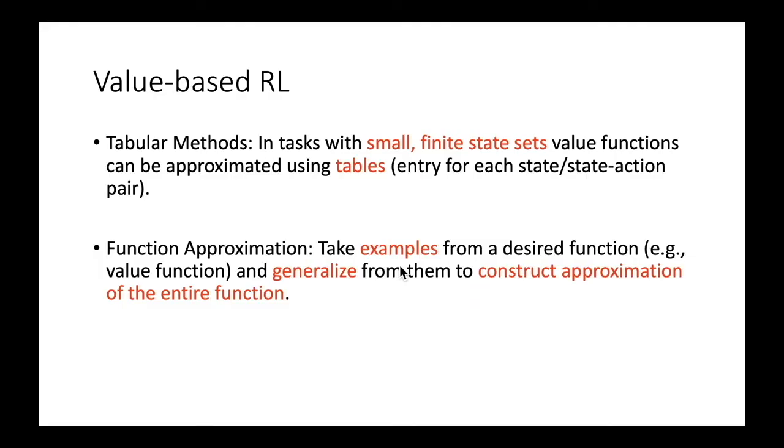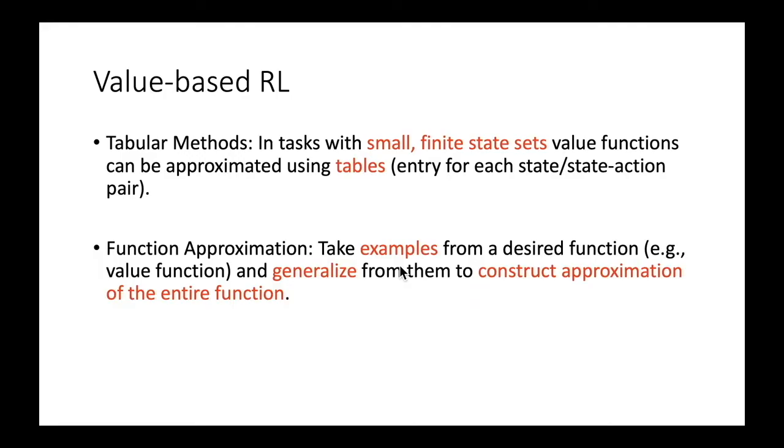But often in the real world, we don't have small or even finite state sets. State sets need not even be discrete; they can even be continuous. So in such a situation, we cannot possibly think of implementing value functions and these algorithms in the form of a table, and that is where we need to resort to function approximation, which means that Q of S comma A is no longer a table, but it is represented by, let us say, a neural network, which is parameterized by weight vector W.